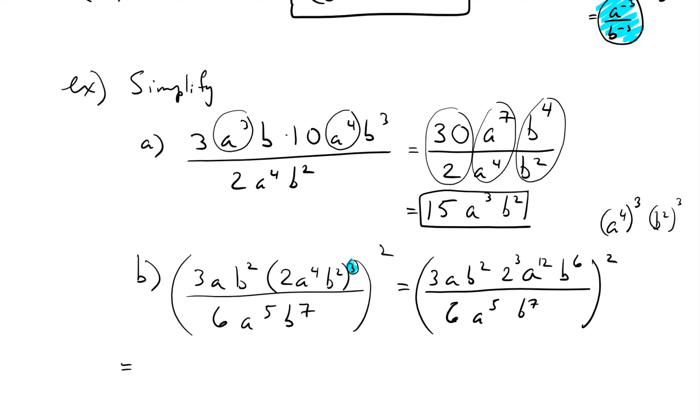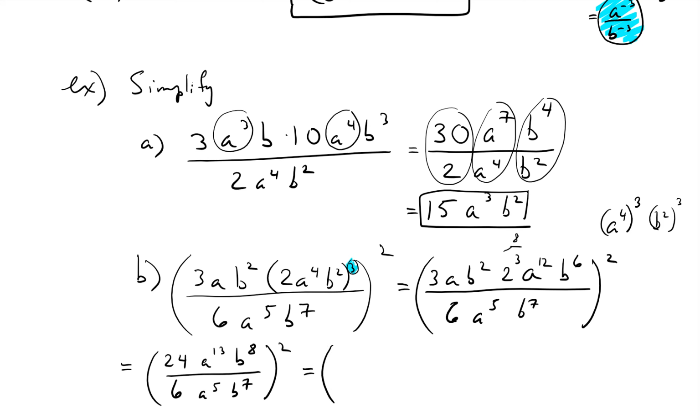I'm going to simplify my numerator now. So 2 to the 3 is 8. Okay, this is 8. So 3 times 8, 24. A times a to the 12, that's a to the 13, b squared times b to the 6, that's b to the power 8, and below 6, a to the 5, b to the 7.